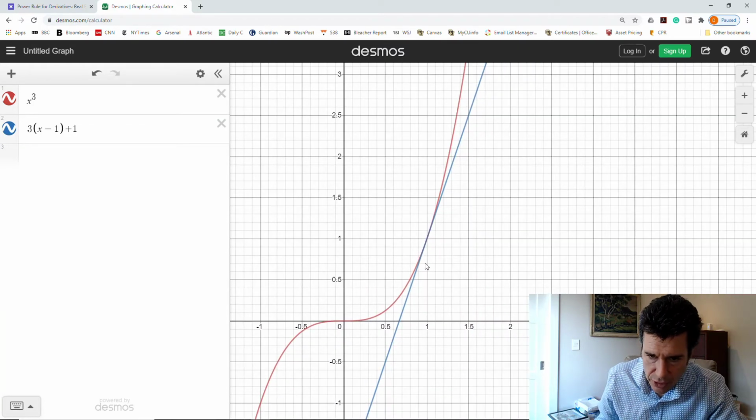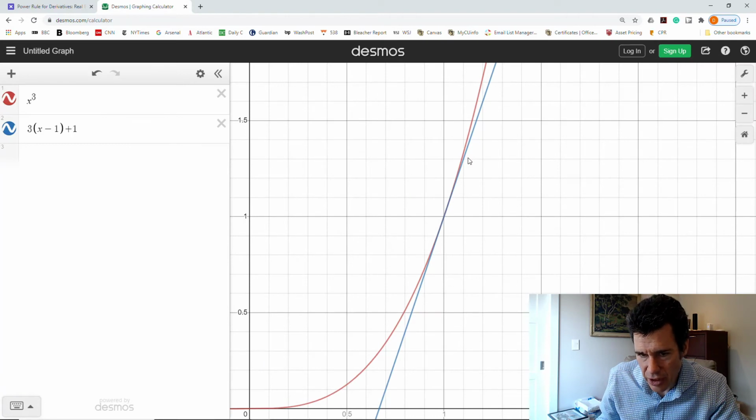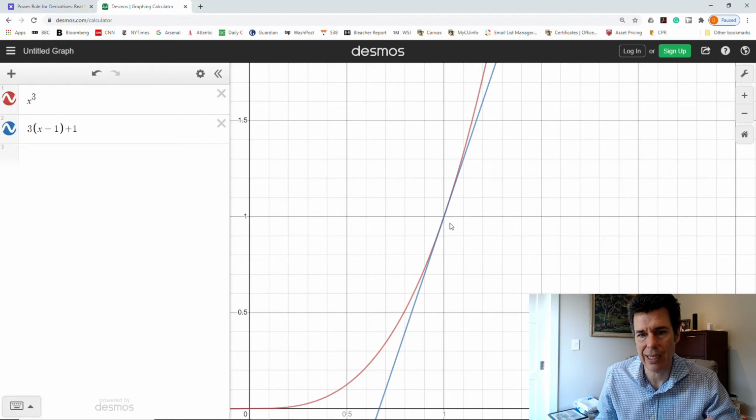And you can see the function's in red, the tangent line's in blue. They meet at the point 1, 1, which is our point, and they both have slope 3, the function and the tangent line at that point. And you can see the function just touches and is going in exactly the same direction, has the same slope as our function.